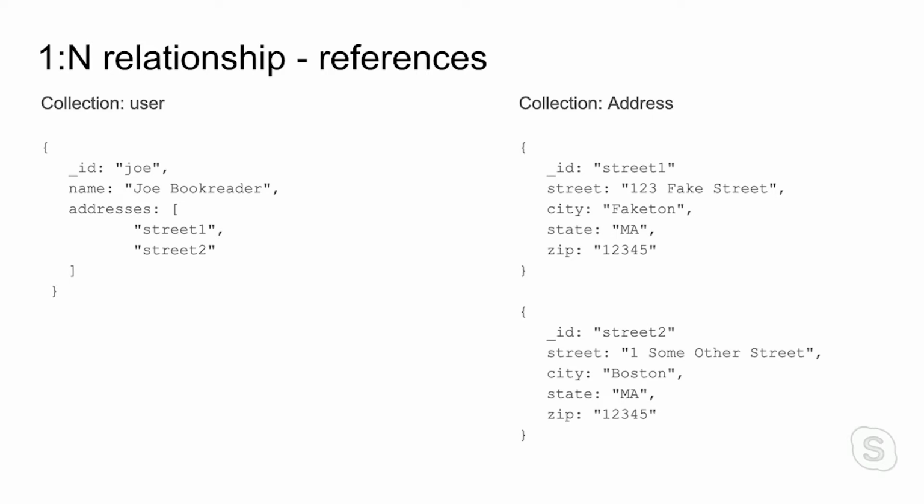If I don't see the right collection, if I see only the user collection, how do I know that street 1 is referenced from there? You don't. It must be managed by the developers. Developers must know what is what. It's just some string. Okay.